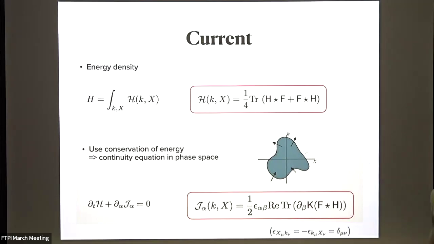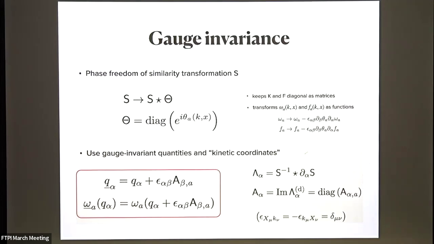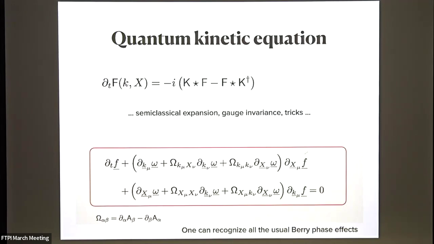It turns out, and this is perhaps more for the experts, although it's important because, for example, we expect that all these side jump effects, et cetera, come from this. But in any case, if you want to maintain gauge invariance when you diagonalize this object, you should shift the coordinates to different coordinates. So the gauge potential that appears ends up shifting the kinetic coordinates. When you do this using the new coordinates, you obtain at first order exactly Boltzmann's equation with all the usual Berry phase effects, group velocity, and Berry phase cross terms between k and x.